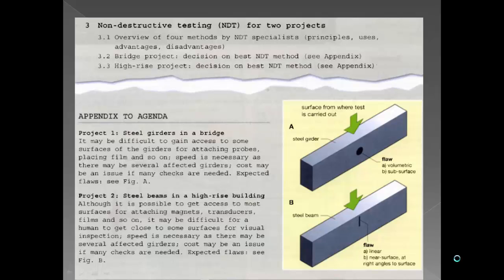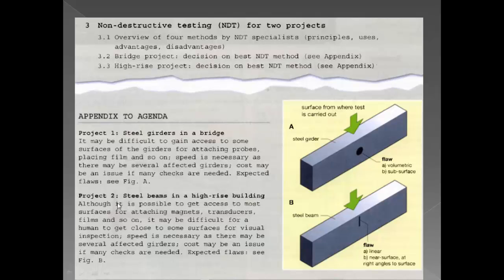Project 1: steel girders in a bridge. It may be difficult to gain access to some surfaces of the girders for attaching probes, placing film, and so on. Speed is necessary as there may be several affected girders. Cost may be an issue if many checks are needed. Expected flaw, see figure 1. So this explanation is illustrated in figure 1. The steel girder is in the circle here. Flaw A is volumetric, B is subsurface type, also possible in this girder. This is the surface from where the test is carried out.